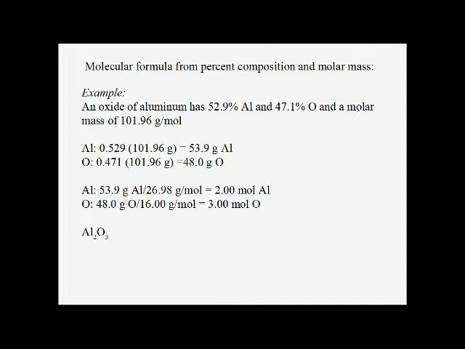We divide both those by their atomic masses, and we get 2 moles of aluminum and 3 moles of oxygen. So we get whole numbers right off the bat, and these are the subscripts of the molecular formula, Al2O3.